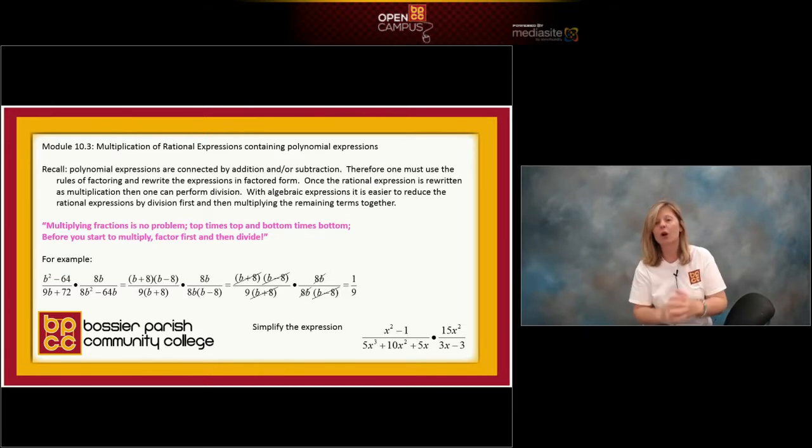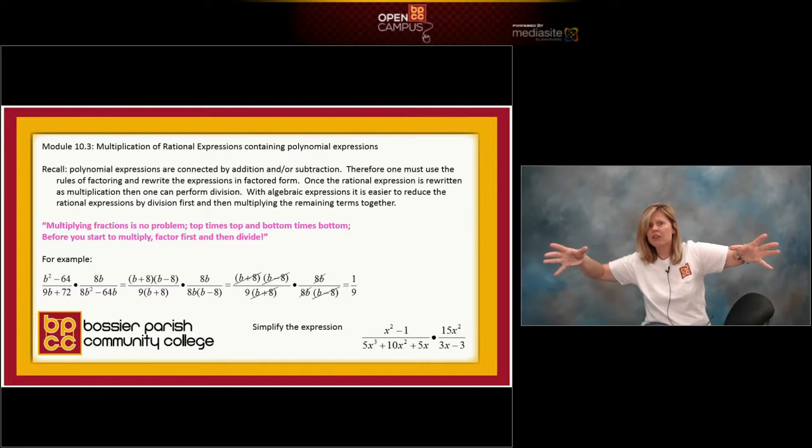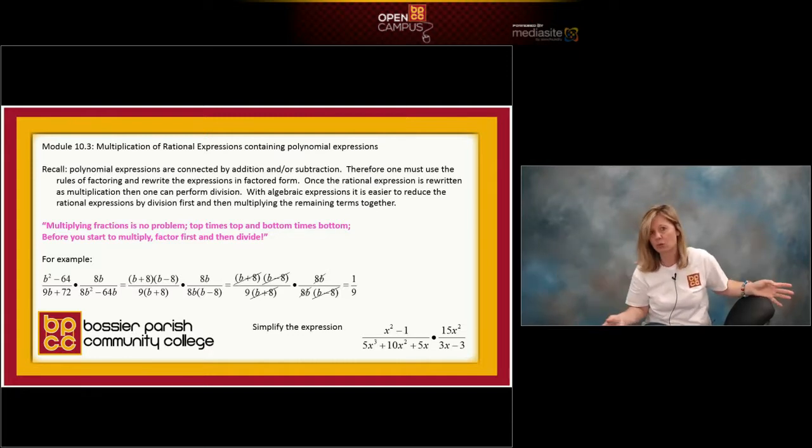So let's look at our rational expression in our notes. b squared minus 64 over 9b plus 72 times 8b over 8b squared minus 64b. Now, ladies and gentlemen, you do not want to multiply first. You don't want to take that binomial times that monomial and do distributing in the numerator. And you surely don't want to take the binomials in the denominator and do FOIL. Then you'll end up making two really large polynomials, and then you'll have to factor them, and that'll be 10 times worse. So we want to do our factoring first.